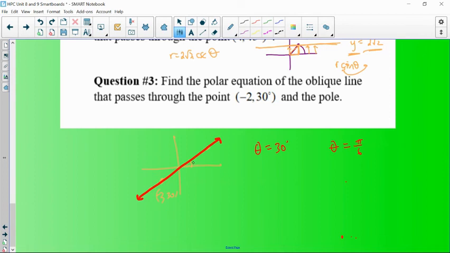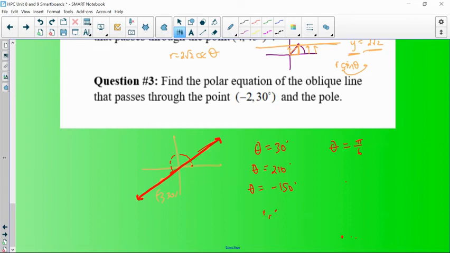But see, the thing is, you could also say 210 degrees, right? Because going 210 will still land you on that same slope, which is 7 pi over 6. You could also say -150 degrees, or -5 pi over 6, right? So like it's not unique, but because it's not r equals, it's also not a function.